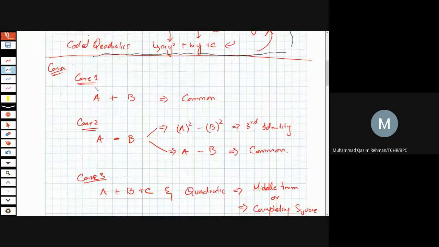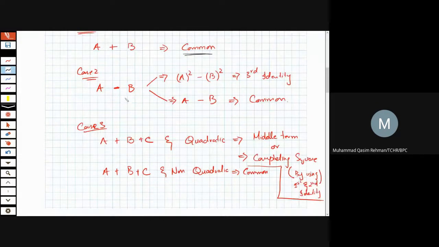Case one is... now there were different cases. The cases were designed in such a way, I told you the cases, so that by looking at the question you should be able to determine, out of the three techniques mentioned above, which particular technique you will be using. Now case one is if you have two terms given in the question and if there is a positive sign between them, then you will straightway go for the common technique.